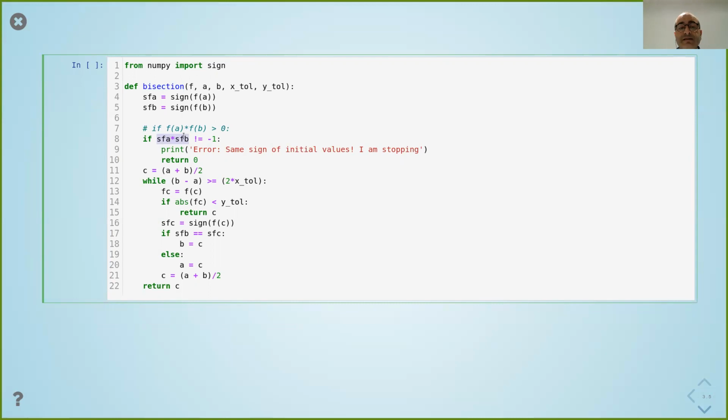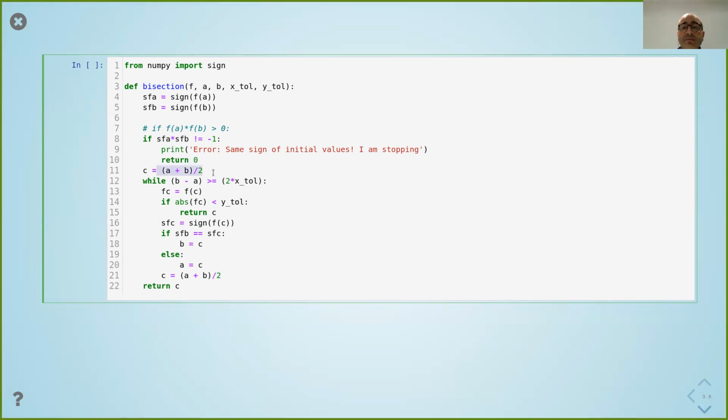So if we say this, the product of the signs has to be -1 to enforce that they are of different signs. If not, we're going to say, well, you know what, I'm starting with a place where I have the same sign, so there's nothing to do, we're stopping, right? And this is the return 0. We're saying, okay, I'm not doing anything, I'm stopping.